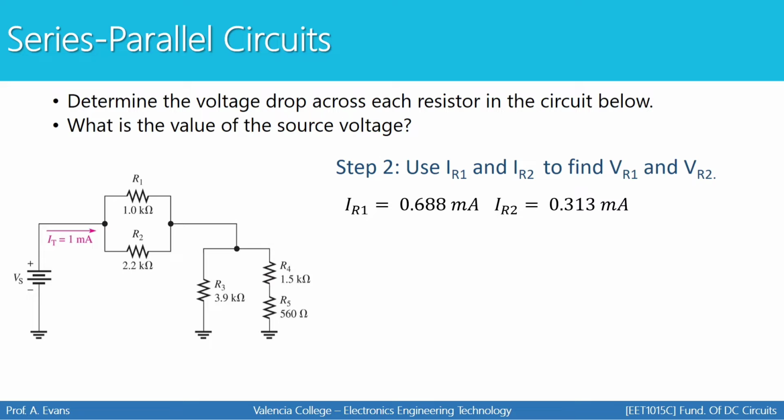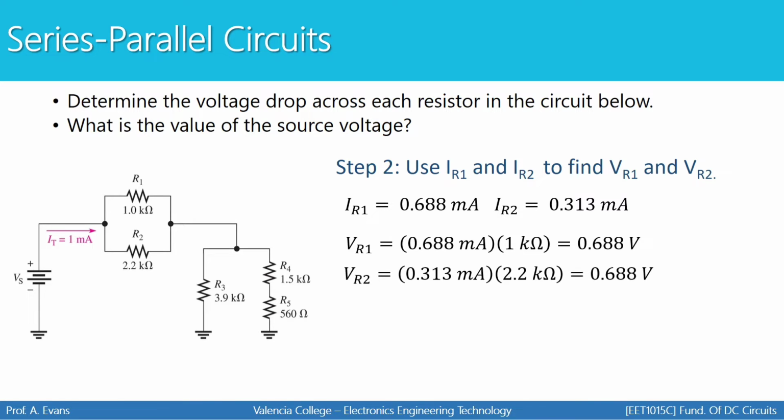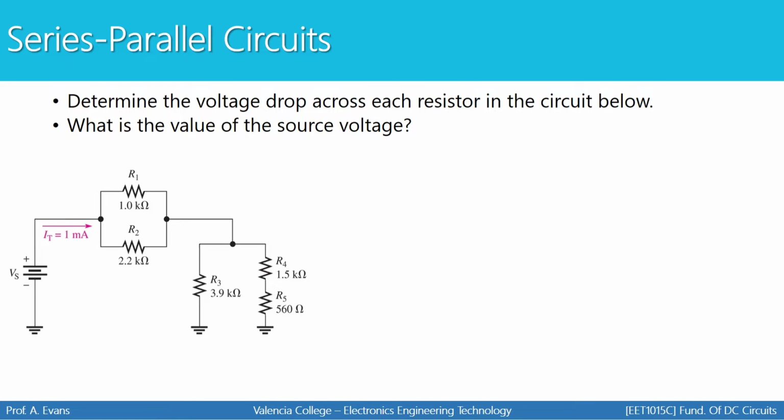So there's my currents that we just calculated for R1 and R2. Use Ohm's Law to find the voltage for R1 and the voltage for R2. You'll notice that you get the exact same number. Since R1 and R2 are in parallel, this makes sense. You should get the same voltage for both of those resistors.